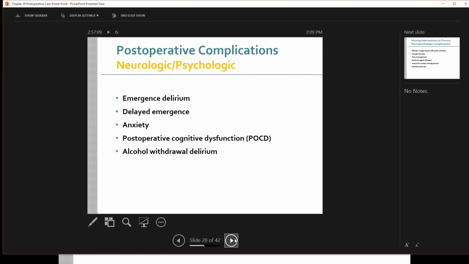Patients may also experience anxiety from waking up in an unfamiliar location or by experiencing pain. Anxiety and depression may also occur with the loss of a body part from the surgical procedure. Postoperative cognitive dysfunction, including memory loss and inability to concentrate, may continue for weeks or months after surgery and is most commonly seen in the older adult. Alcohol withdrawal delirium results from alcohol withdrawal postoperatively. Clinical signs include restlessness, insomnia, nightmares, irritability, and auditory or visual hallucinations.